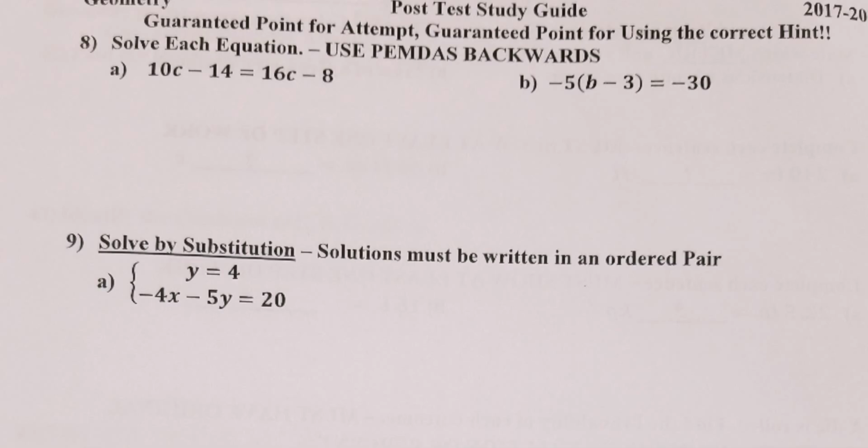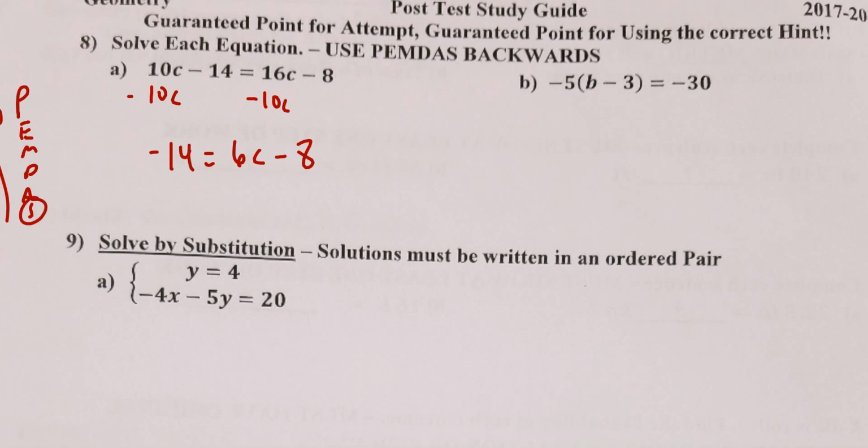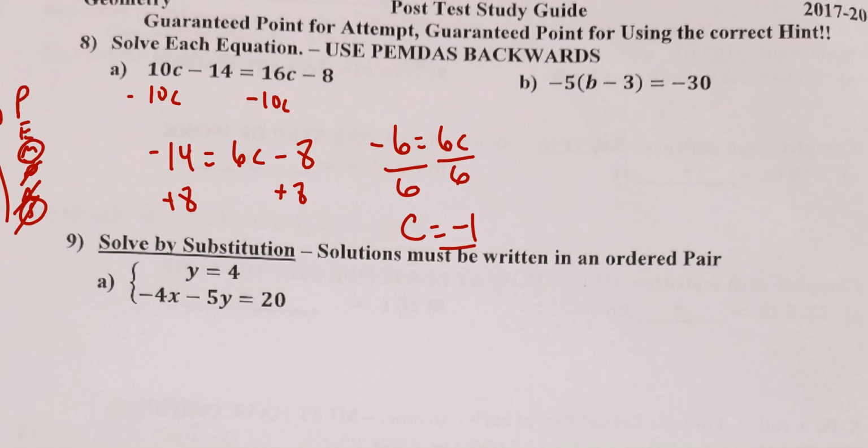8 is going to use PEMDAS in reverse, so the first thing I do is I have to put all the letters on the same side. So I put my C's together. I end up with -14 equals 6C minus 8. Now I'm going to use PEMDAS in reverse. And there is subtraction. That's why I add 8 to both sides. So I end up with -6 equals 6C. There's no addition, there's no division. There is multiplication, so I divide by 6. I end up with C equals -1. You could even check your answer if you want.